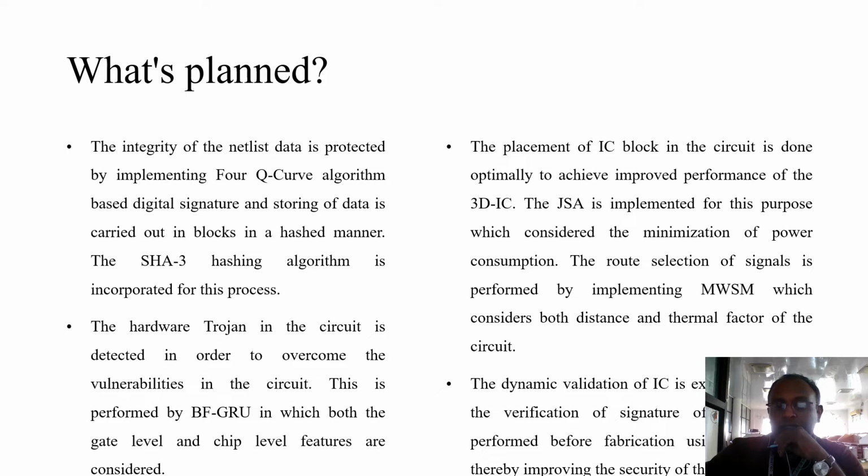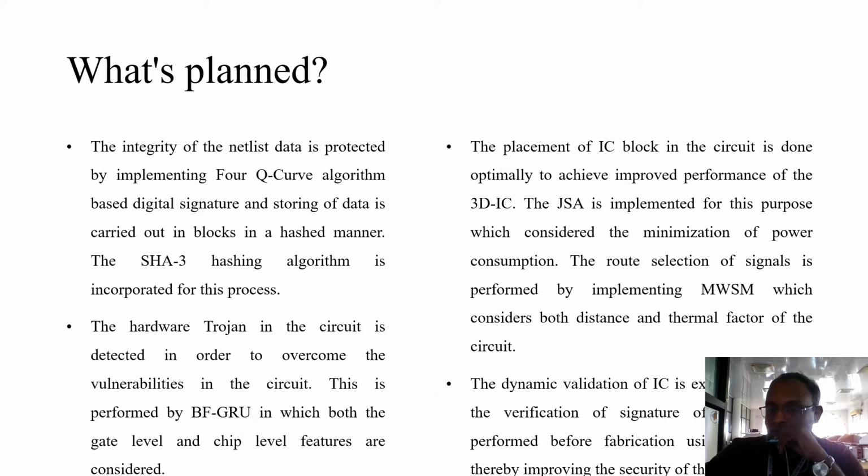So such a tree hashing algorithm will be utilized for this purpose. And hardware detection, especially Trojan detection, we need to perform so that we can overcome whatever vulnerability can be found in the circuit. For that, we will perform a specialized algorithm, which will be taken up at the gate level and chip level.